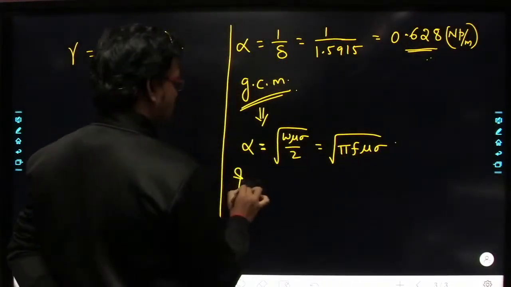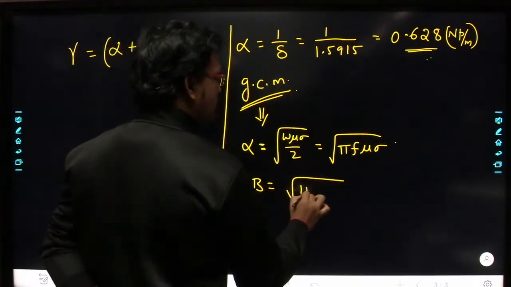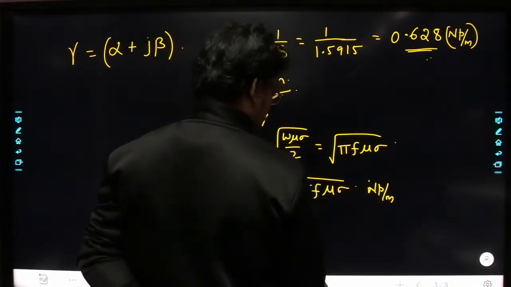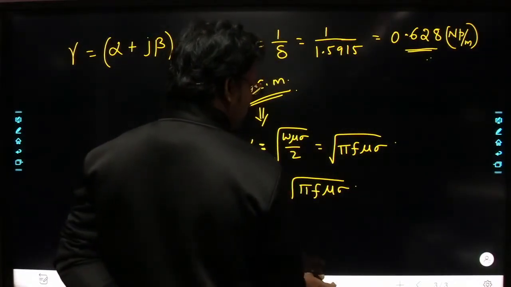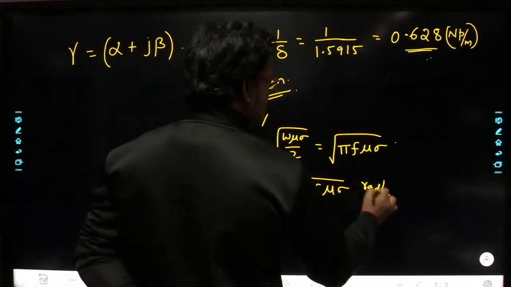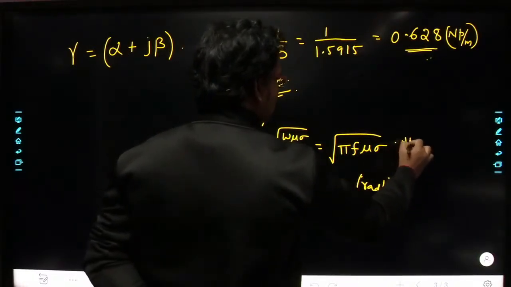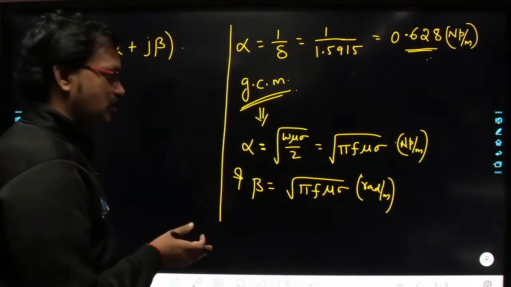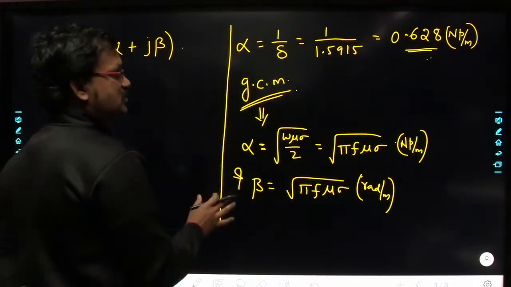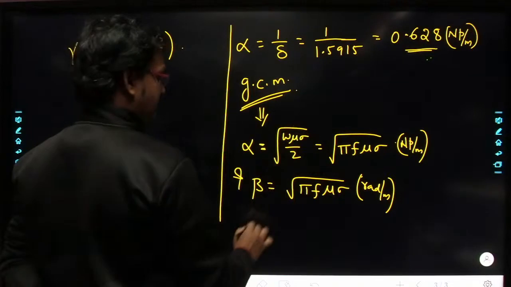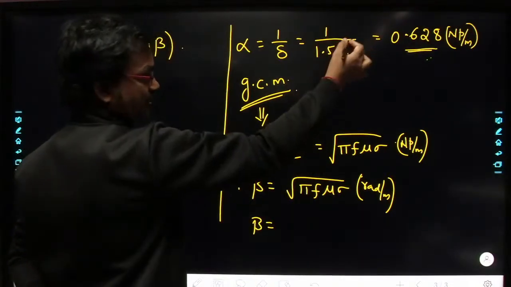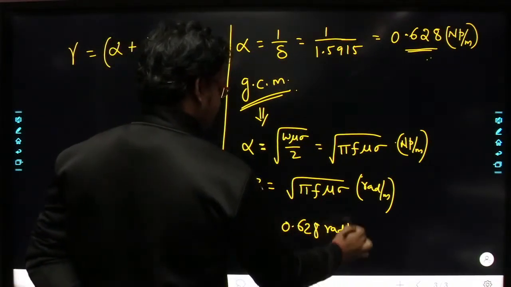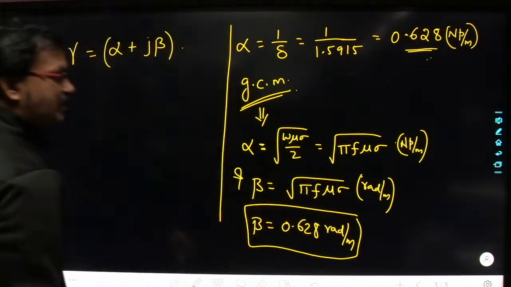And the beta value is also square root of pi f mu sigma only. So in a good conducting medium, the alpha value and beta value are both the same. The expression for alpha and beta is the same in the case of a good conducting medium. So the beta value here is also the same as the alpha value, that is 0.628 radian per meter. So this is the beta value and that is the alpha value.